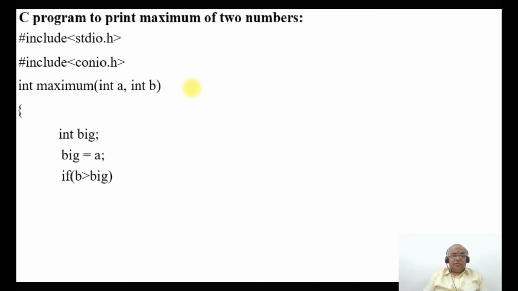Now we are going to check the other number. Since I have already considered that big is equal to A, the A value is already big. Now I want to check the B value. Is B greater than big? That means if B is greater than A, the condition is true, and we say big is equal to B. Then it needs to return that value to the main function, so we write return big.